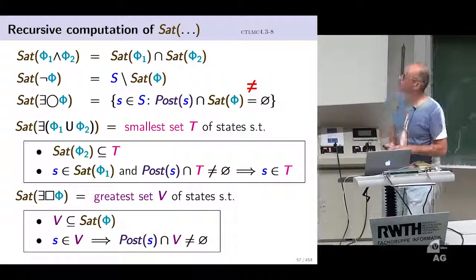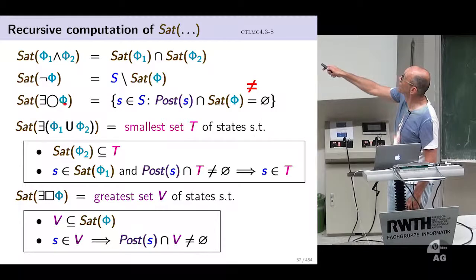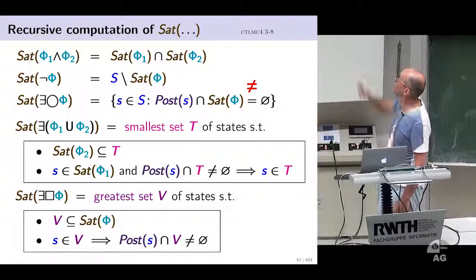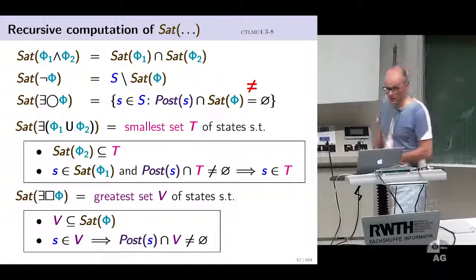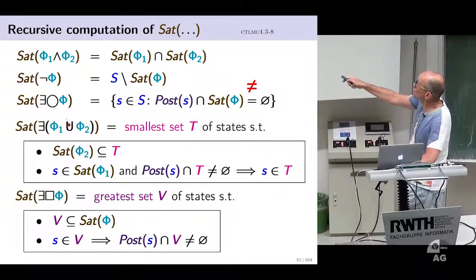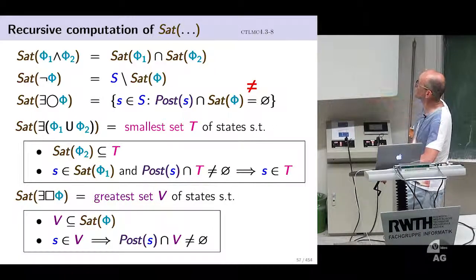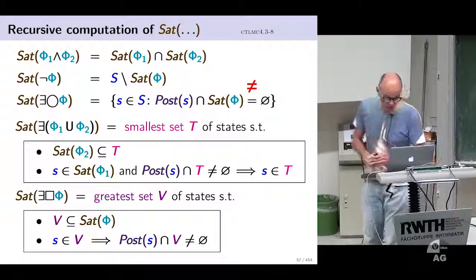So this is the recursive computation. For the propositional logic fragments, that's relatively straightforward. For existential next, you first compute the set of states satisfying phi, and then the satisfaction set is all the states that have at least one successor in phi. And for existential until, it's a smaller set containing all the phi 2 states and all the phi 1 states that have at least one successor. And for existential box, it's the largest set that contains all the phi states, such that if you have a state in V, it also has at least one direct successor that goes to V.